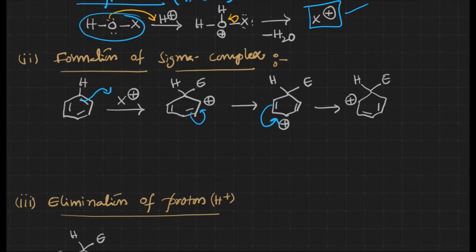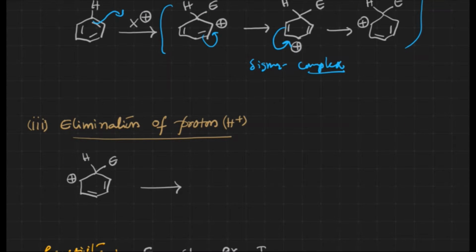Now what is happening after the attack on the electrophile? Some carbons in the ring are getting a positive charge. To stabilize it, delocalization takes place. Whatever resonating structures are formed through the delocalization are known as the sigma complex. This is the sigma complex.